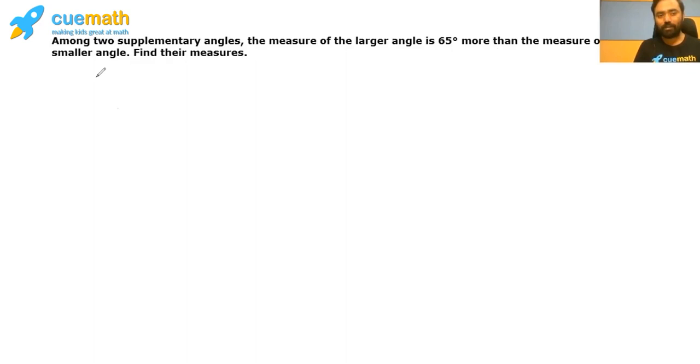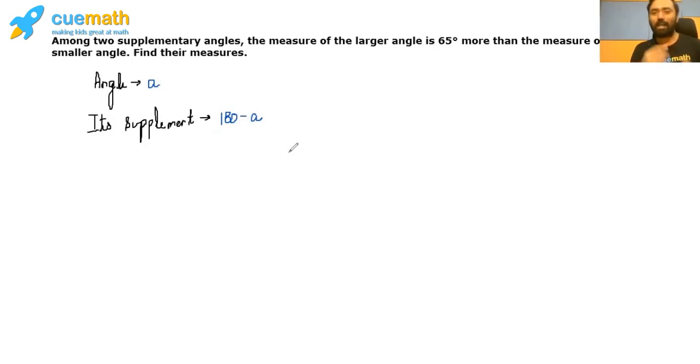So let us first assume an angle. Let us consider that the angle which we are talking about is angle A. Clearly if we have angle A and we are dealing with supplementary angles, what will be its supplement? The supplement of angle A is 180 minus A, because we know that the sum of these two supplementary angles will have to be 180.